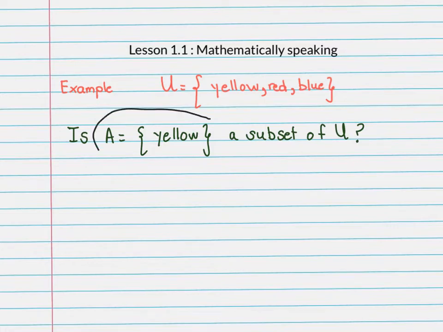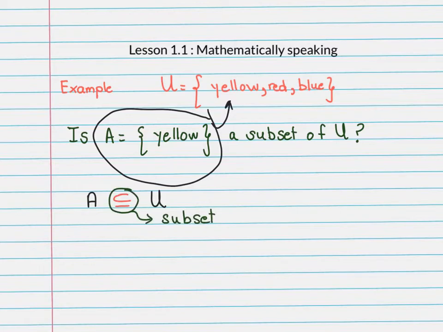This is part of the universal set. But how do we write it mathematically correct? We say A is a subset of U. But we don't write the word subset. We replace it by a symbol. This is the symbol of subset. And it is only used when we have a set in another set.